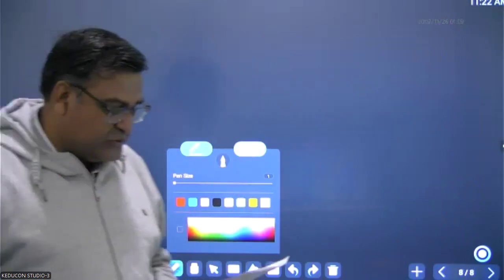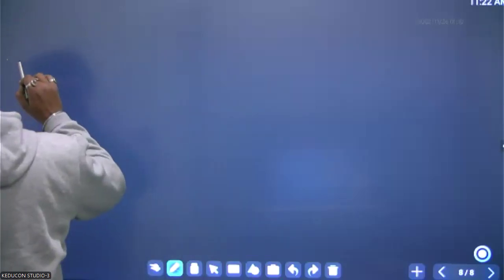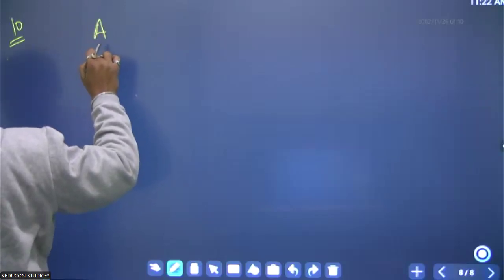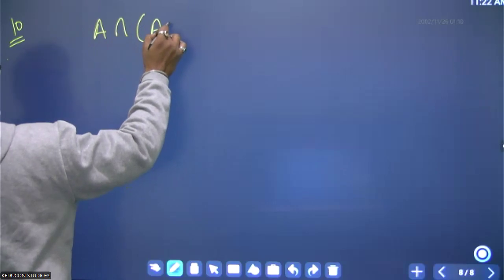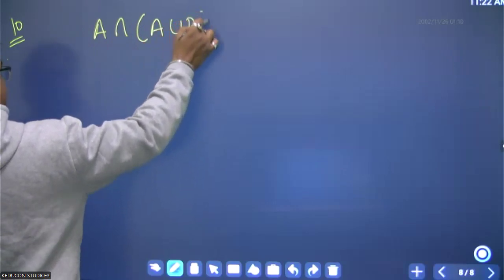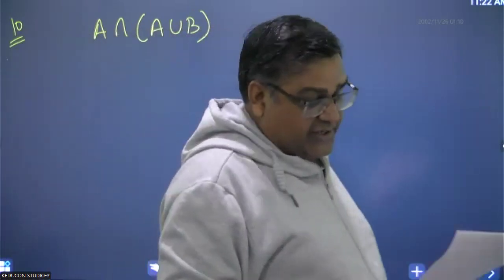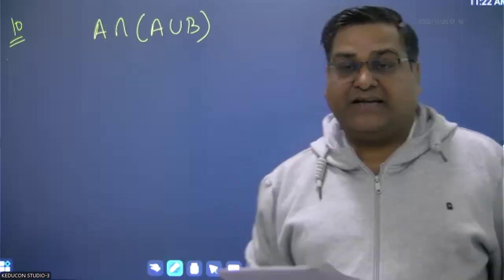Right? Next question, students. If A and B are two sets. Next question 10. A intersection (A union B). What will be this set? A intersection (A union B) will be equal to A only, right?